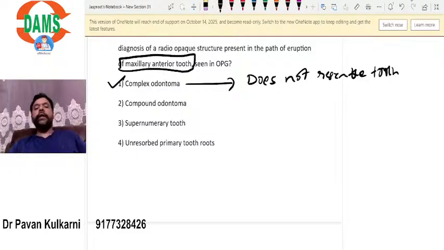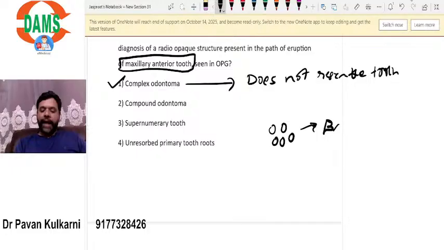And usually complex odontomes are seen in case of posterior mandible. Compound odontomes are seen in maxillary anterior tooth. Usually this compound odontome is made up of denticles, small radio opaque structures which look like teeth. So there will be small structures which look like teeth, and this radiographic appearance is called as bag of worm appearance.